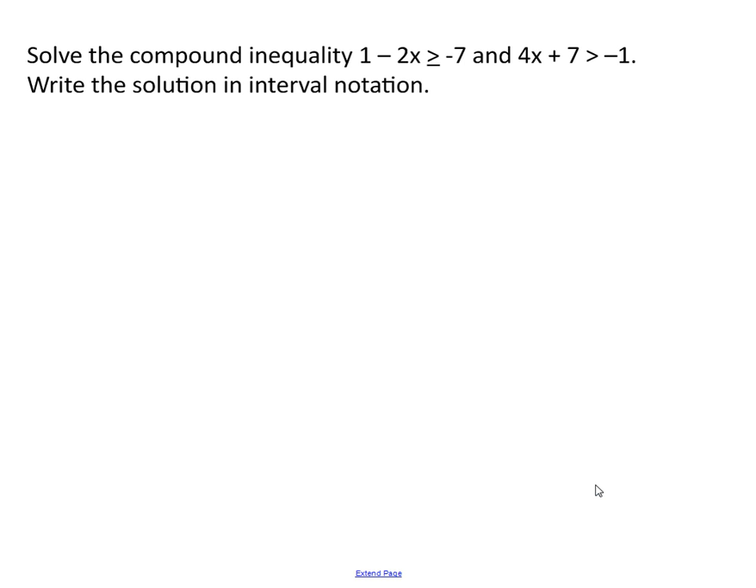Okay, welcome back. Another example involving a compound inequality. This time, let's do one with the word "and" in it. This time, we've got two inequalities. We've got the inequality 1.